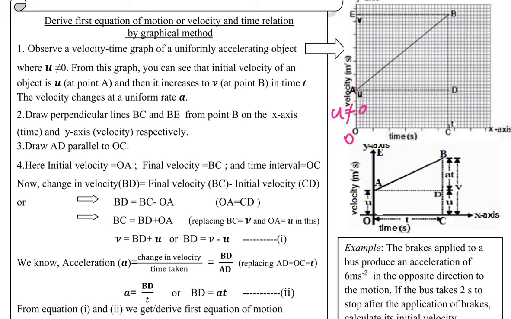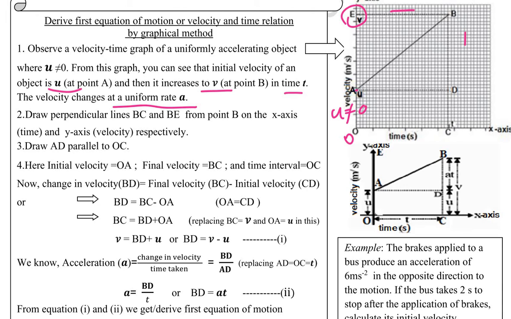Okay, from this graph you can see that initial velocity of the object is u, and then it increases to v. Here it is v. Okay, it is increasing by time t, and the velocity changes at the uniform rate, that is a. Now if we draw the perpendicular BC, this, and BE, this one, parallel to our x-axis and y-axis respectively.